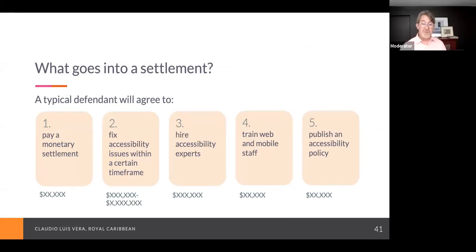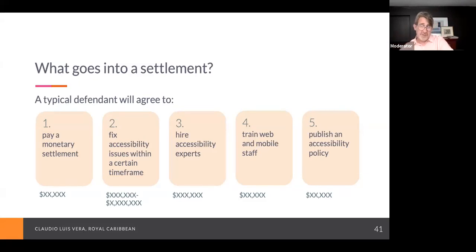So what goes into a settlement? Typically you're going to see the same elements in every website accessibility settlement. You're going to pay some sort of monetary settlement, and that's in the 4 or 5 figures. That's the least of your worries, how much you're paying your blind plaintiff for the lawsuit. Then you're also having to pay some sort of monetary settlement for attorney's fees and expert fees. That's significantly more, but again, that's likely maybe about $100,000.